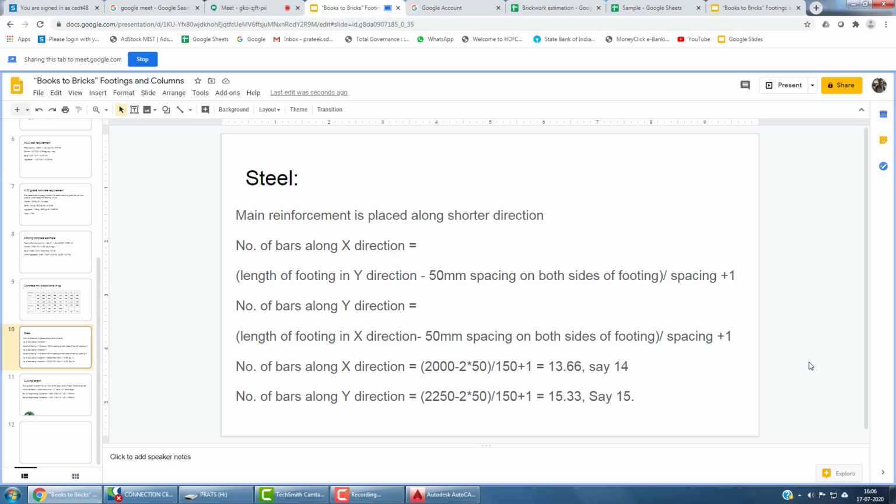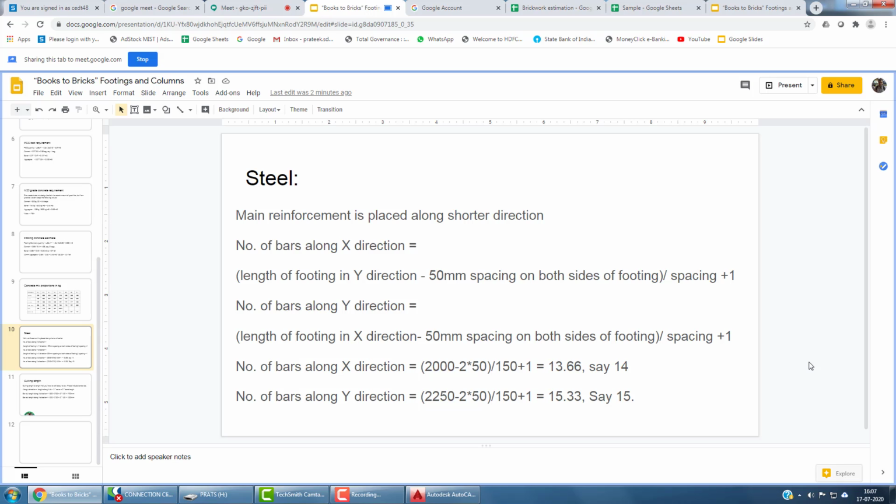I want everybody to get the right answer this time. Okay, no excuses. Please everybody carefully listen. X direction 1.75 meter, Y direction 1.25 meter, and my spacing is 125 mm.